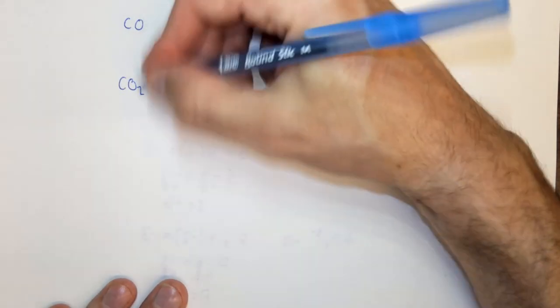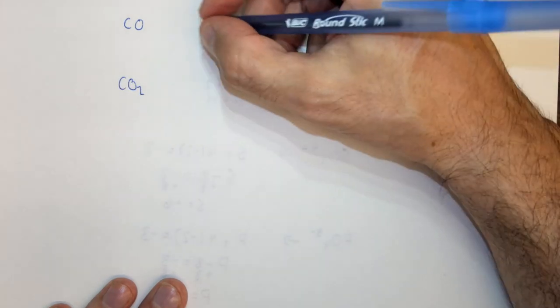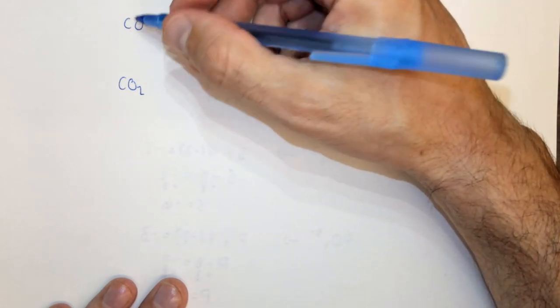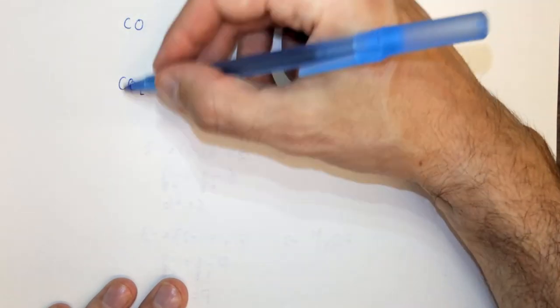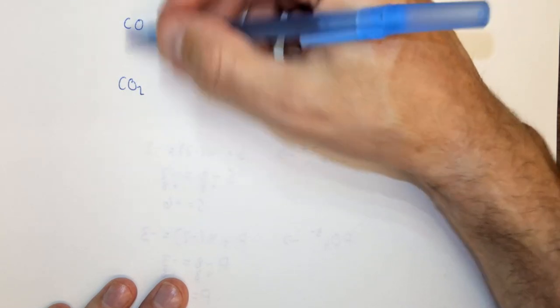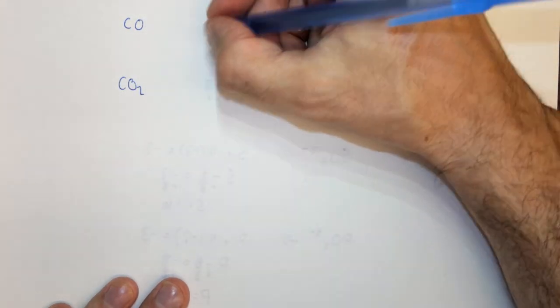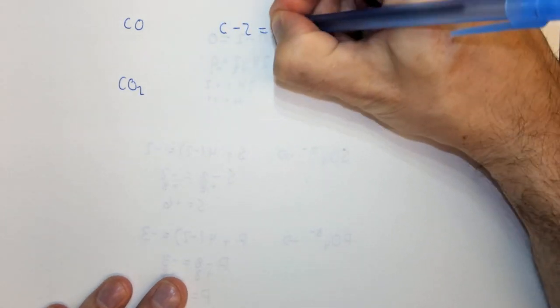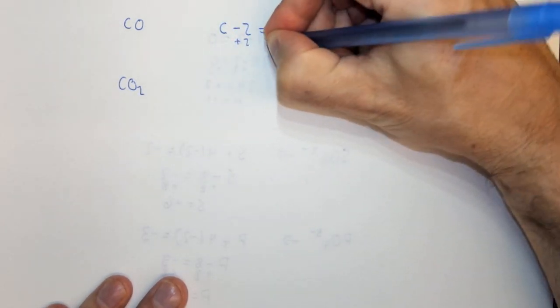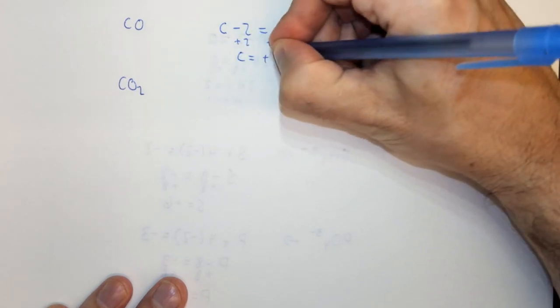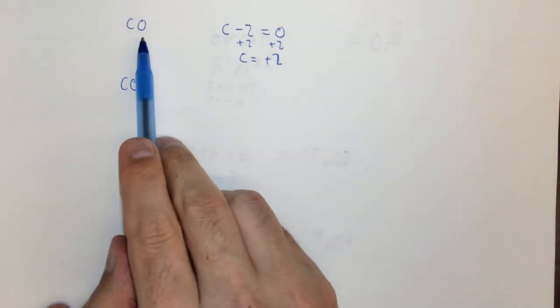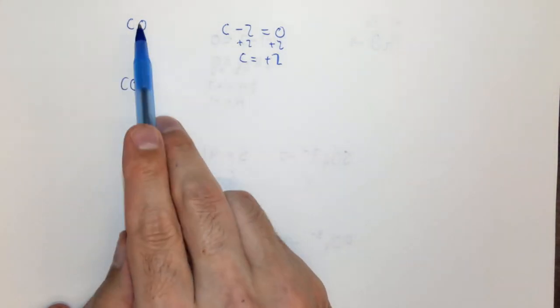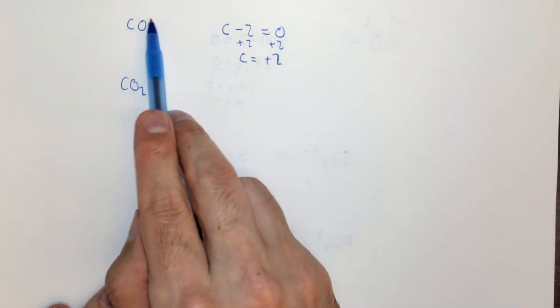So these are not polyatomic ions, these are neutral. Also, these are not charges, they're oxidation states, because this is not an ionic compound, so the species do not have charges. If we look here, it's carbon - 2 equals 0, +2 plus 2, carbon equals +2. So it's the oxidation state on carbon plus the oxidation state on oxygen equals the overall charge.